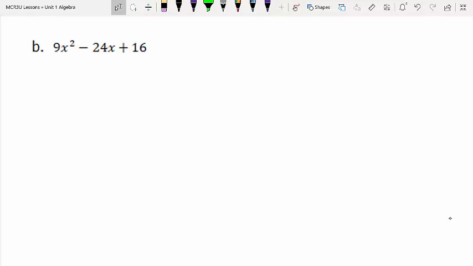So let's check this one. Is it a perfect square trinomial? So yes, it's a trinomial. It has 3 terms. The square root of the first term is 3x. Square root of the second term is 4. Is that middle term 2 times 3x times 4? Yes, it does. It equals 24x. So this is a perfect square trinomial. Great. Let's factor it now, knowing that it's a perfect square trinomial.